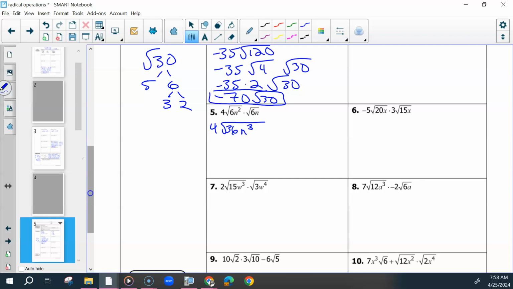So now we are simplifying with our numbers and variables. Well, this is just 6. And 2 goes into 3 how many times? Once. With how much left over? 1. So that would be 24n times the square root of n. Any questions on that?